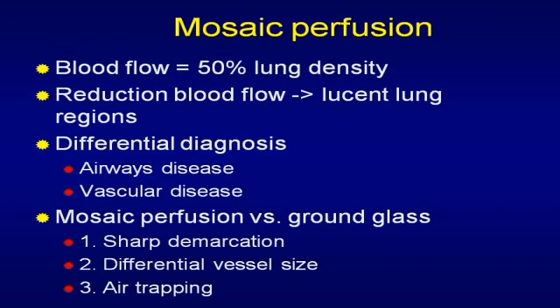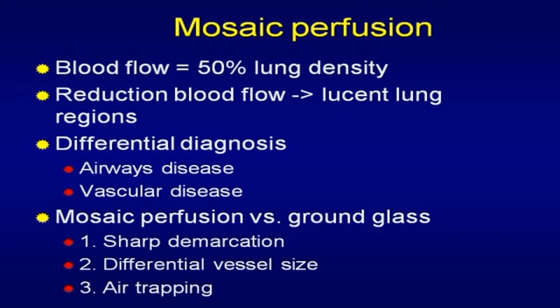And you also may see it with airways disease, usually small airways disease, and what happens in that case is you get regional areas of hypoxia, and then you get reflex vasoconstriction in those areas, and the lung becomes dark because of that vasoconstriction. And that's by far more common. Airways disease is much more common. So we distinguish mosaic perfusion, lucent lung abnormal, from ground glass, opaque lung abnormal, in several ways.